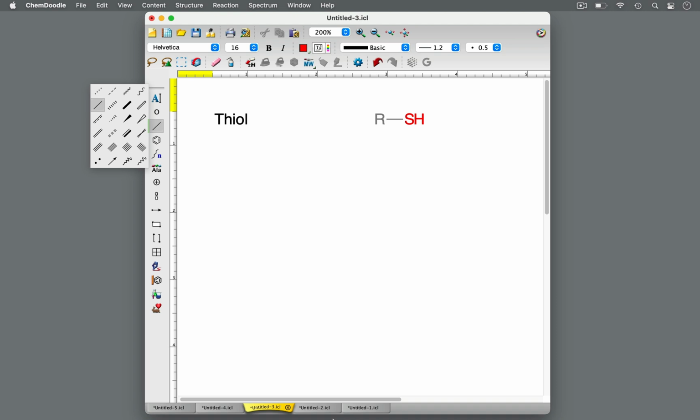The most basic sulfur-containing functional group is thiols, also called mercaptans. A thiol is comprised of an SH group, which is also known as a sulfhydryl or sulfonyl group, that is bonded to the carbon of an organic substituent. Thiols are sulfur analogs of alcohols. There is a sulfur atom instead of an oxygen atom.